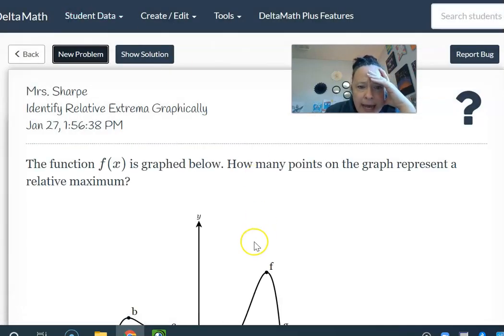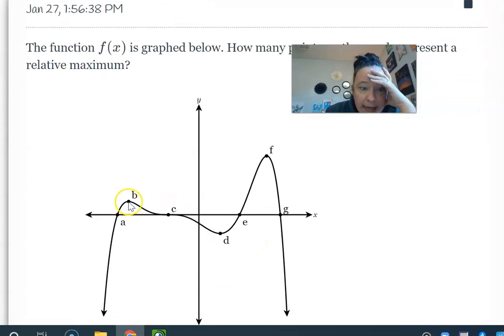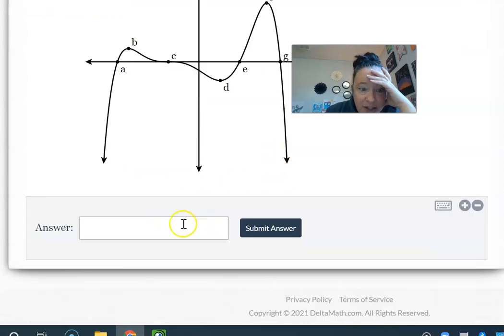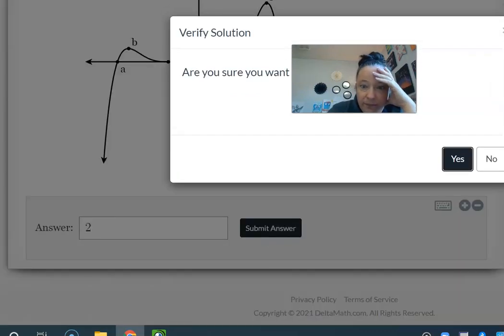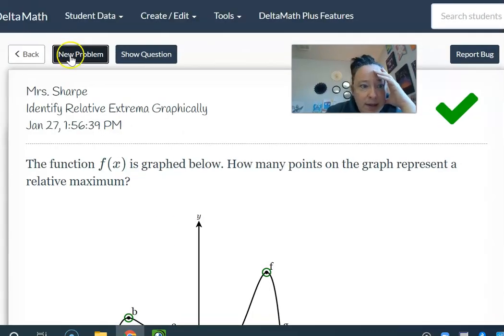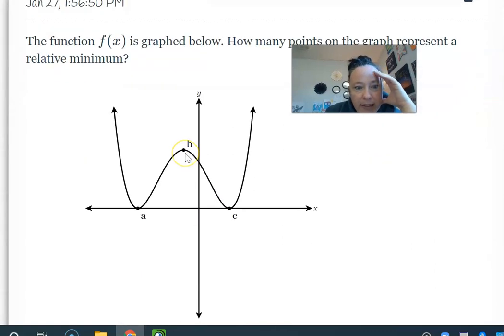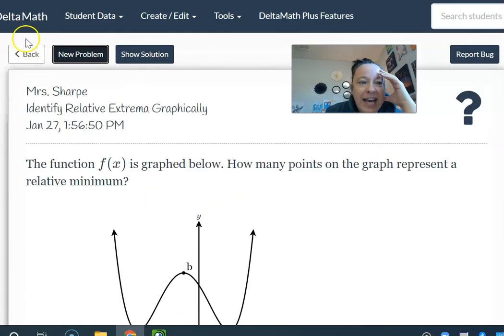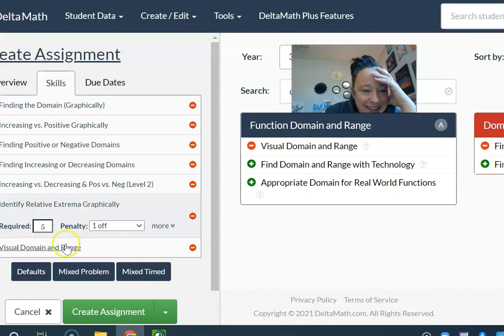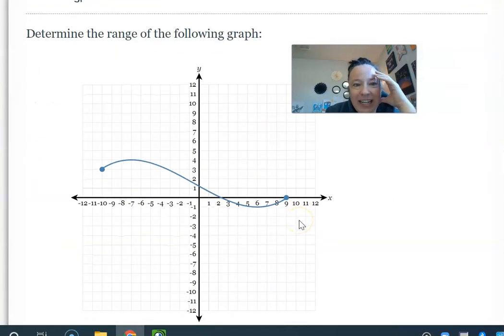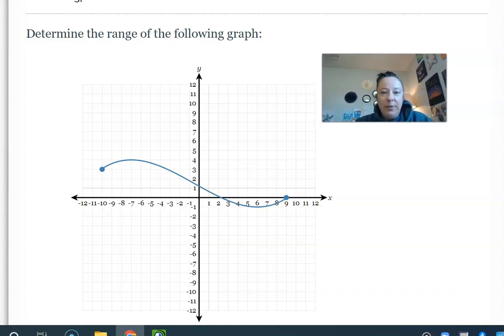And then right here, how many points on the graph represent a relative maximum? B does, C does not, and F does. So there's 2 again. Okay. What about a relative minimum here? There's 2 of them. So that's that one. And then a visual domain and range. Yes. What is the range of this one?